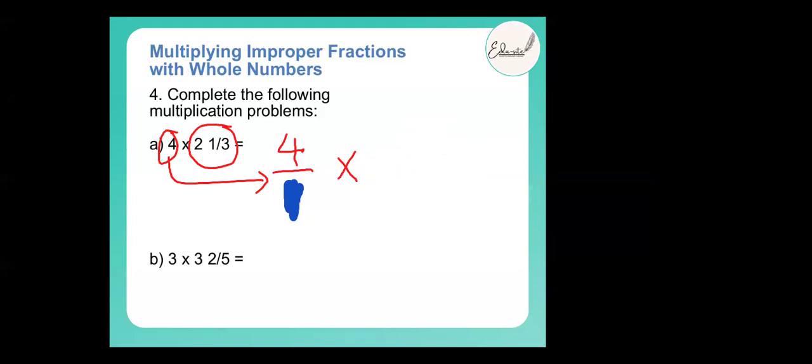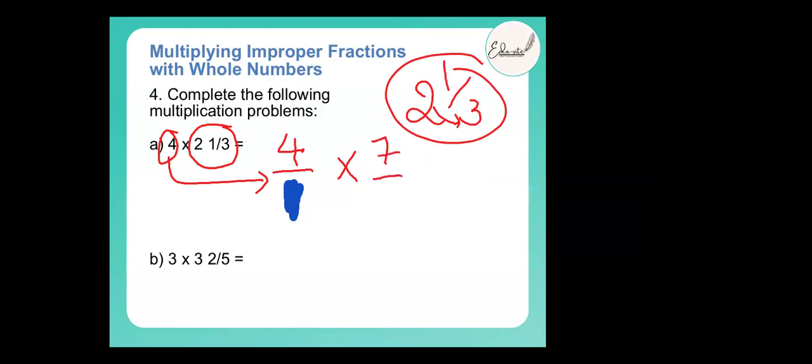3 into 2, so we have 2 and 1 by 3 as a mixed fraction. What do you do? You convert it into an improper fraction: 3 times 2 is 6, plus 1 is 7. So it is 7 over 3. Excellent. So what do you do now? Just multiply it. It's quite easy. 7 into 4 and 3 into 1, right?